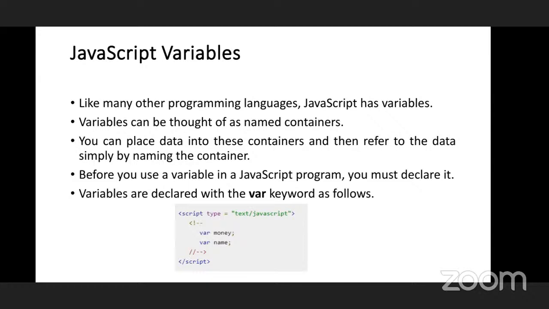If you observe the code, script type text/javascript, and after that, I created two variables. Observe money and name. Those two are variable names. Before the variable name money, we used the keyword var, which is compulsory, and is used to indicate that the name that follows is a variable name. Here the variables are declared only, we are not assigning any value. This is how to declare.